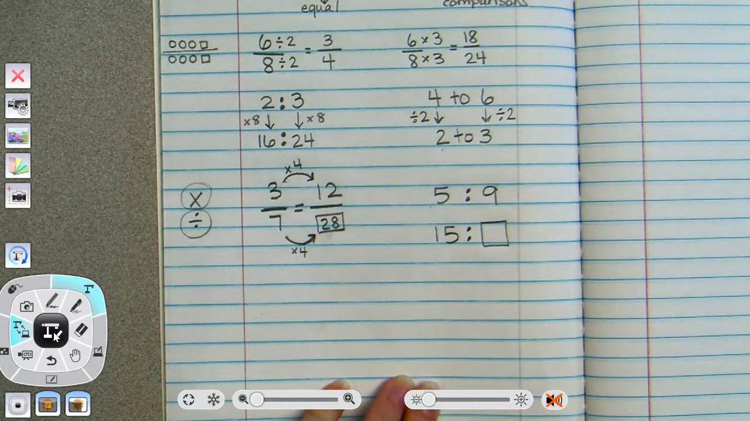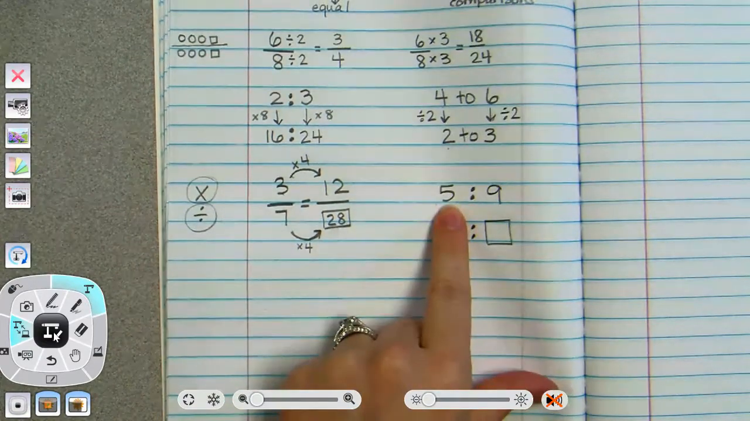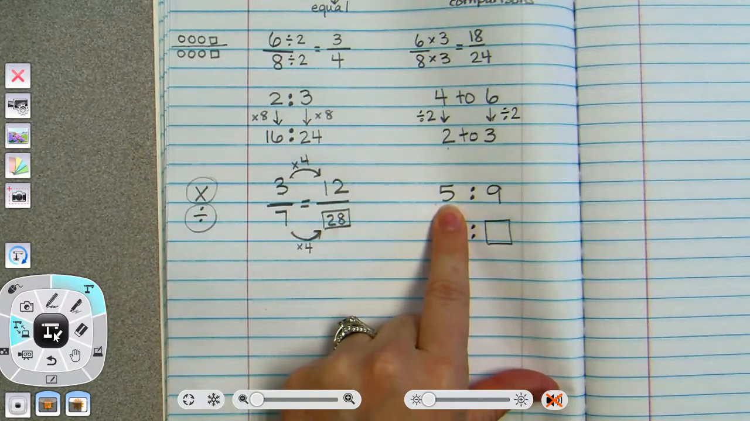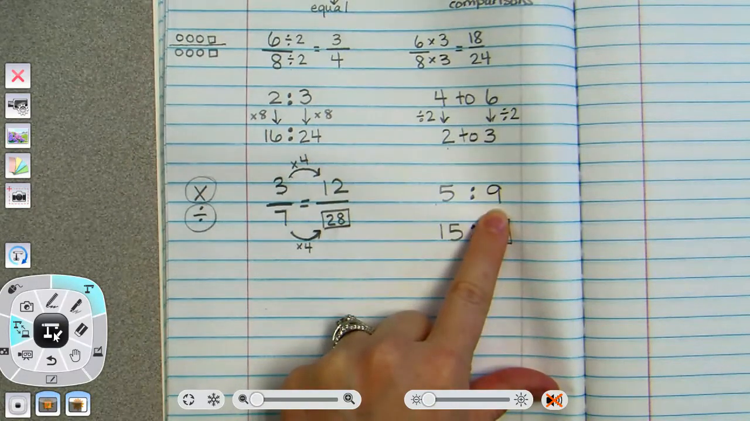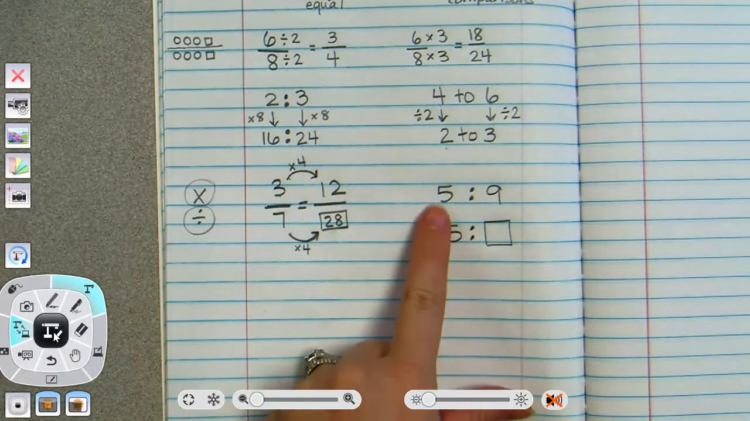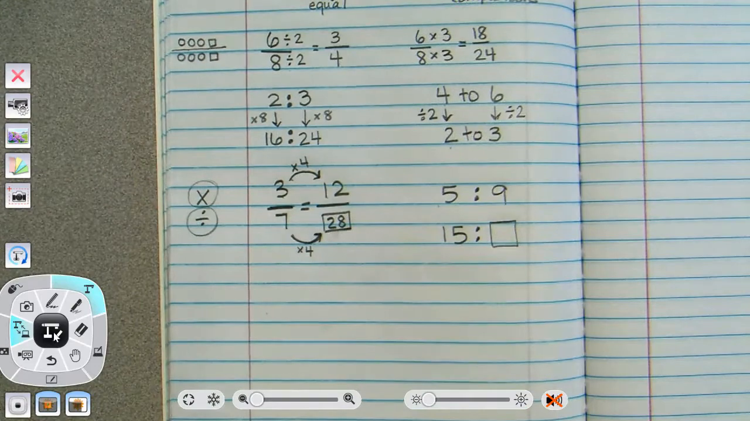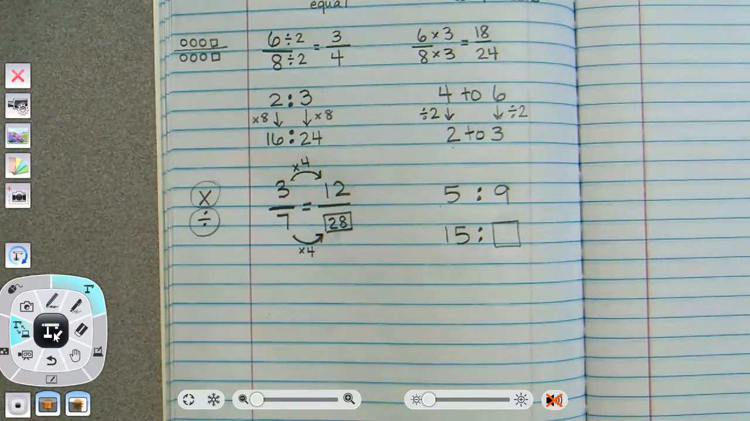Okay, so what this means in real life, let's do maybe a recipe. If a recipe calls for 5 cups of sugar and 9 cups of chocolate chips, I'm making a bunch more recipes. So instead of 5 cups of sugar, I actually want to use 15. How many cups of chocolate chips would I need to make my recipe taste the same?